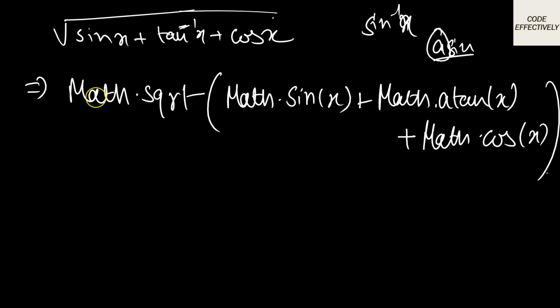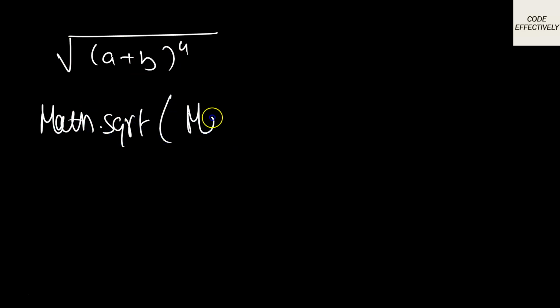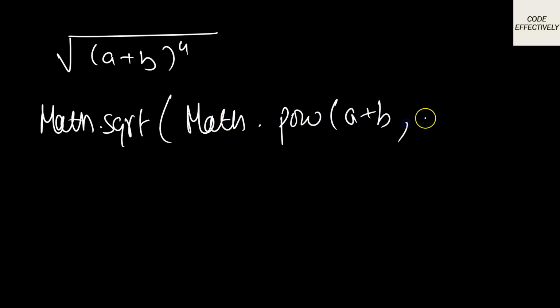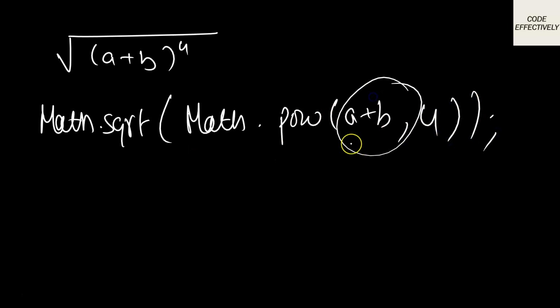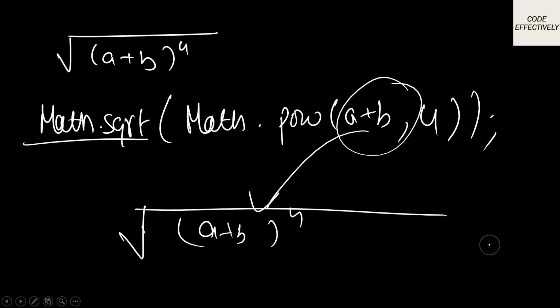Very easy one. Next we have the square root of (a plus b) whole squared, raised to the power 4, and then we have to take the square root. First of all we see the square root, so we go for Math.sqrt, and inside that we put Math.pow(a plus b, 4), and that's it. First the function will compute a plus b raised to the power 4, and then it will see Math.sqrt, so it will take the square root of it.